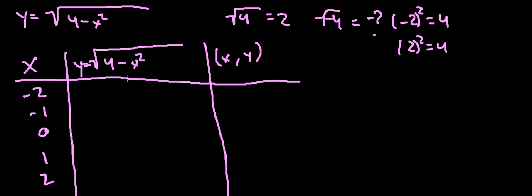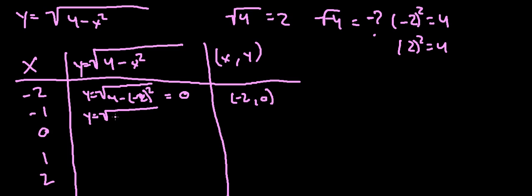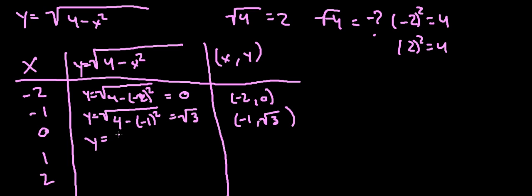And in this case, we don't have a negative number right now, but let's do all these first. So y is equal to the square root of 4 minus minus 2 squared. So minus 2 squared is 4, but then we subtract 4, so we get 0. So minus 2, 0. Y is equal to the square root of 4 minus minus 1 squared. So minus 1 squared is 1. 4 minus 1 is 3. So we have the square root of 3. Minus 1, square root of 3. So y is equal to square root of 4 minus 0 squared, which is 2. 0, 2.